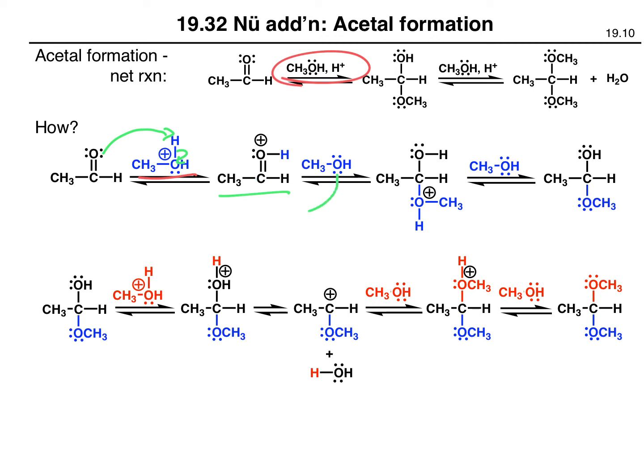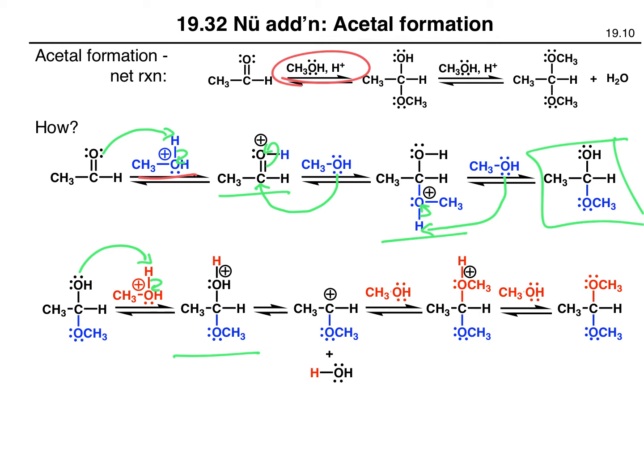So the alcohol can add here, pushing these electrons up onto the oxygen, giving this intermediate. Now the alcohol can act as a base, grab off a proton, put these electrons onto the oxygen, giving us the hemiacetal. Next, in the hemiacetal, the oxygen of the OH can grab off a proton, put these electrons back onto the oxygen, and that would give this protonated species.